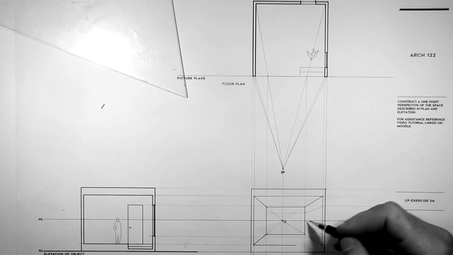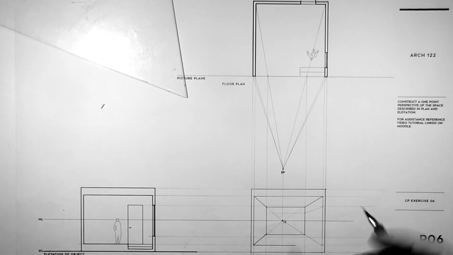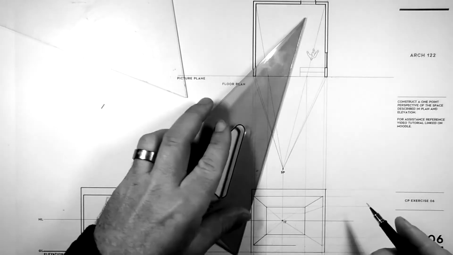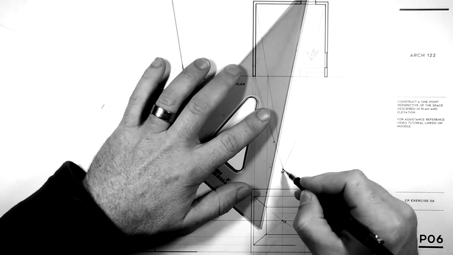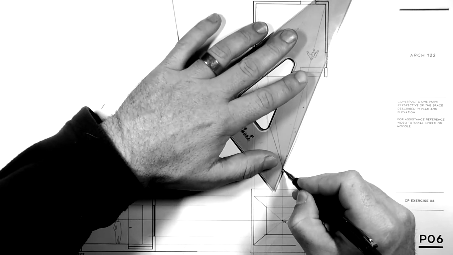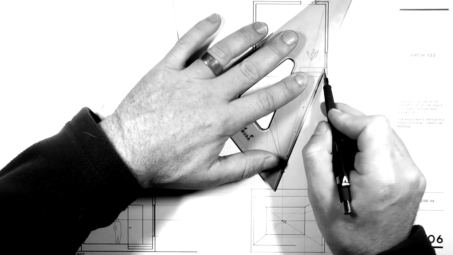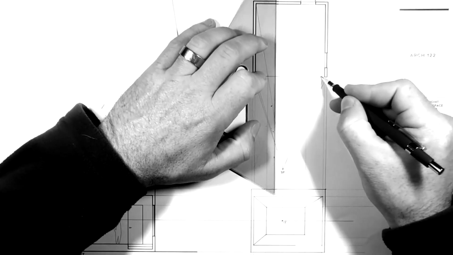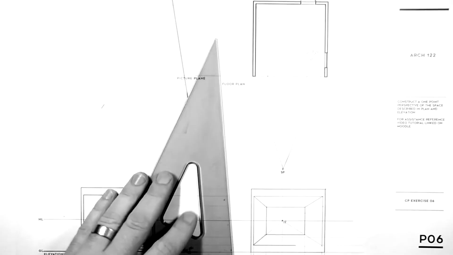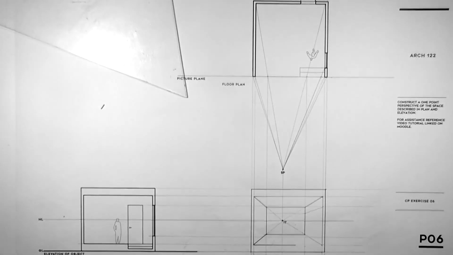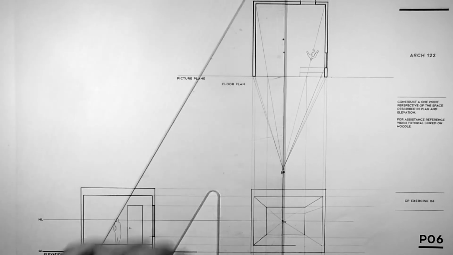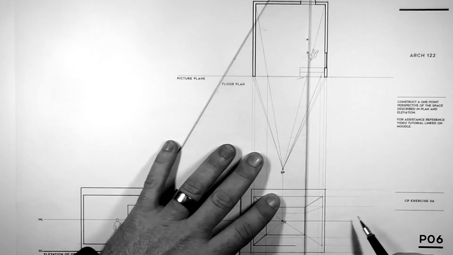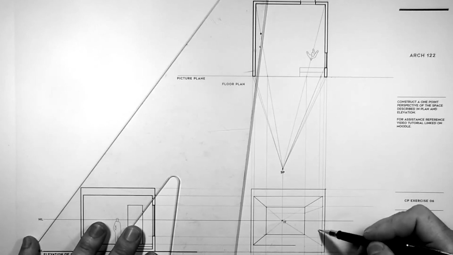To get the vertical lines for those two elements, we use the same process that we did to get the other vertical lines, which is tracing a line from the station point towards those edges in the plan drawing. So if we want the leading edge of the window here, we draw a line to the station point, and then where that line we just drew crosses the picture plane, we bring a line down precisely vertical from there. I'm just going to make it extra light.